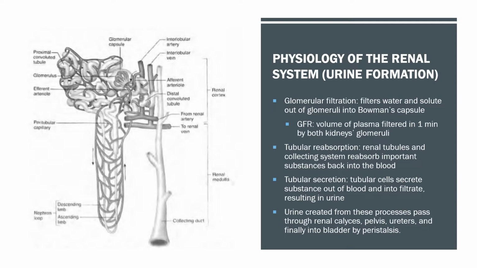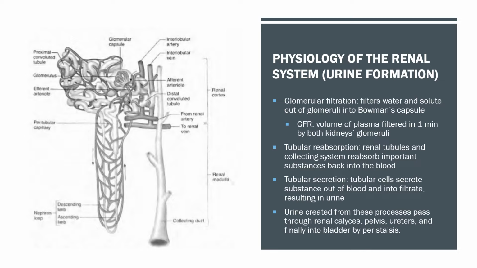So the first one involves filtering water and solute out of the glomeruli into the Bowman's capsule, and this is where we can get a GFR, which is the volume of the plasma filtered in 1 minute by both kidneys' glomeruli. And the second process involves renal tubules in the collecting systems. They both reabsorb important substances back into the blood, and then tubular secretion finally secretes substances out of the blood and into the filtrate, resulting in urine.